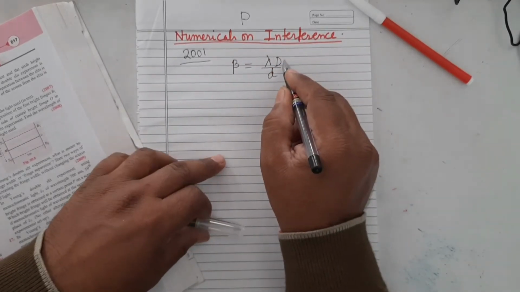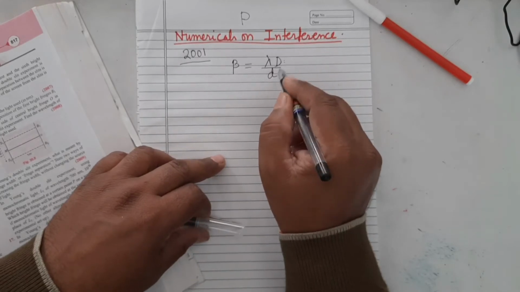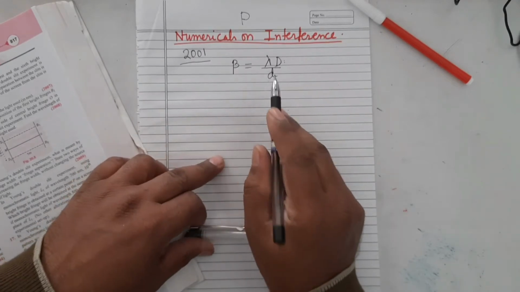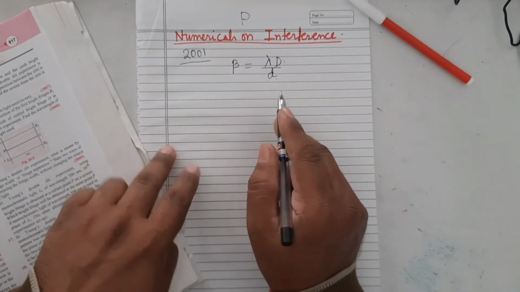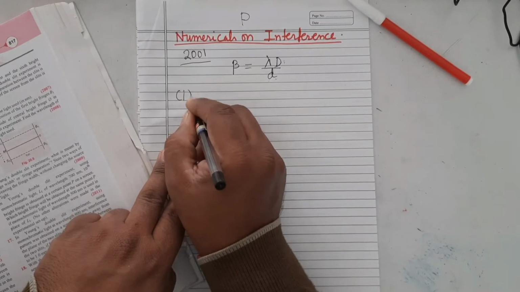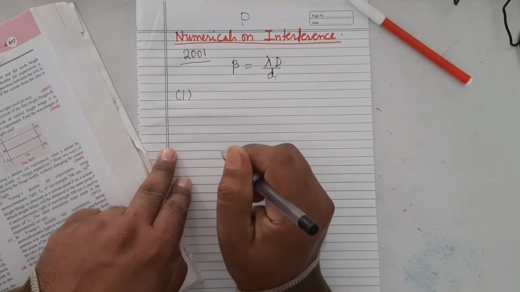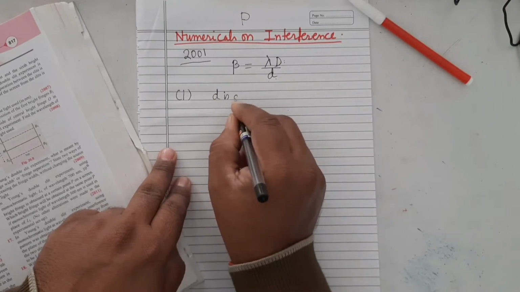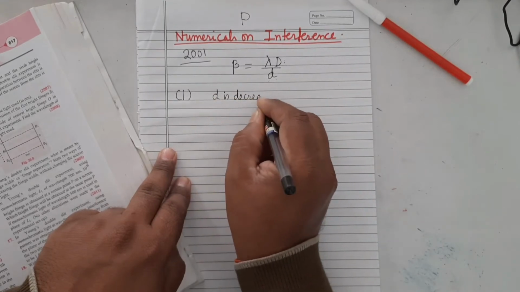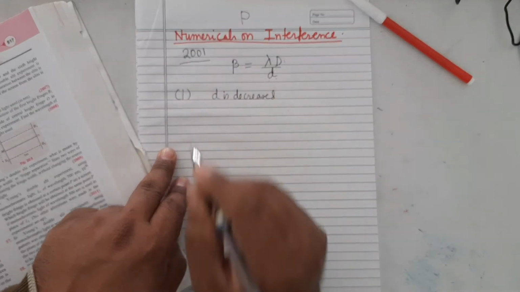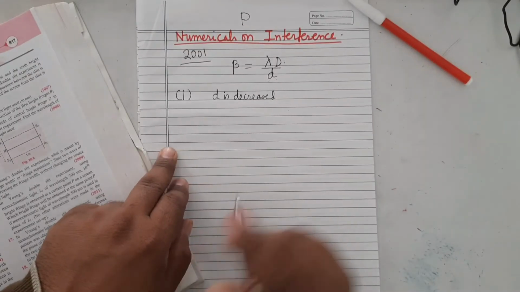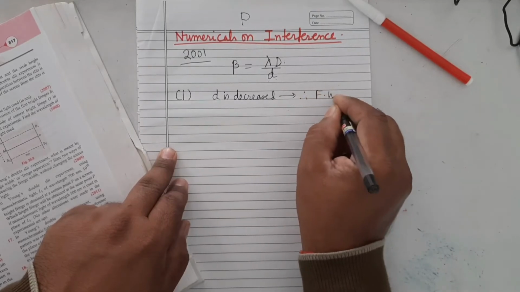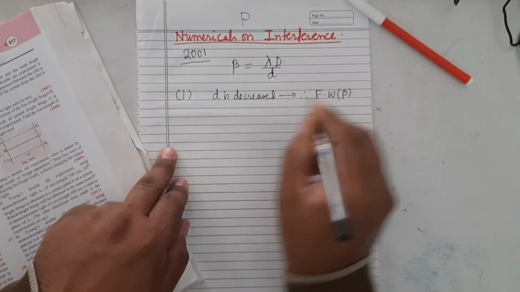Capital D, I already explained, is the distance of the screen from the plane of the double slit, while small d is the distance between the double slits. So the first part is the separation of the slits is decreased. Separation of the slits means d. d is decreased. It's clear? d is decreased, so what will happen to beta? Beta will increase. Therefore, fringe width beta will increase.